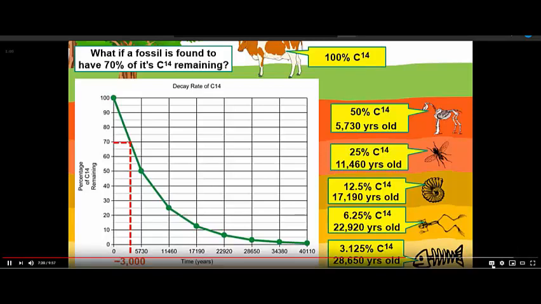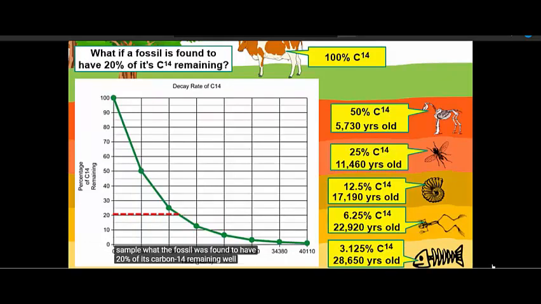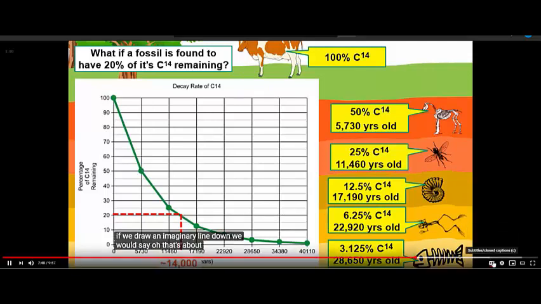What if a fossil is found to have 20% of its carbon-14 remaining? Then if we draw an imaginary line down, we would say that's about 14,000 years old. So you can see with the decay rate of carbon-14, we can roughly estimate with pretty good accuracy the ages of fossils.